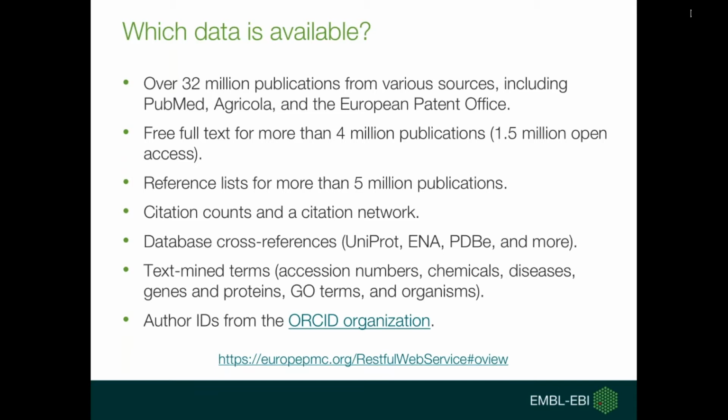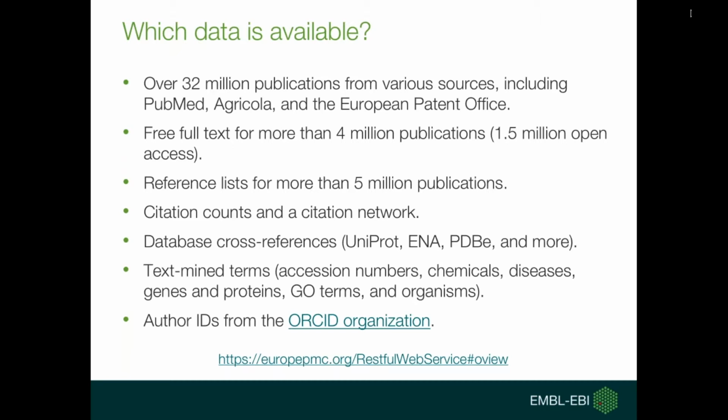Apart from the literature itself, you can also find related information such as reference lists and cross-references between biological database records and the articles that they cite. You can also access biological terms and concepts that have been text mined from abstracts and full-text open access papers. Those concepts include gene and protein names, accession numbers, gene ontology terms, and so on. Finally, you can access author IDs for researchers with an ORCID record.